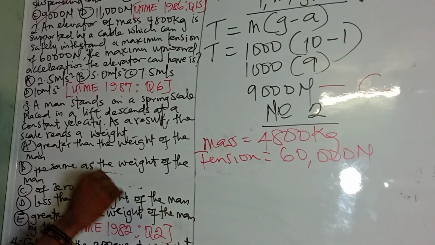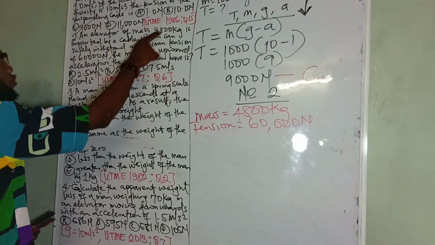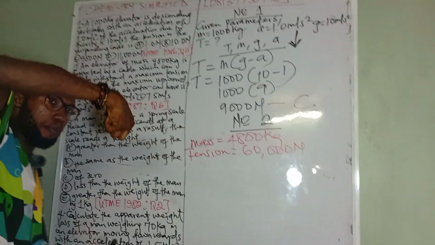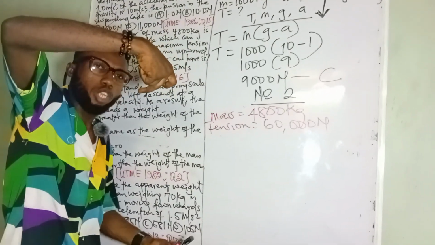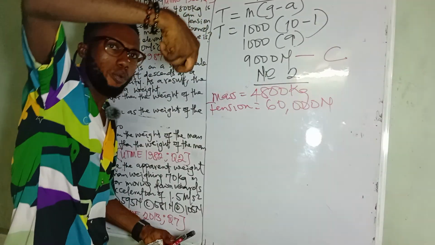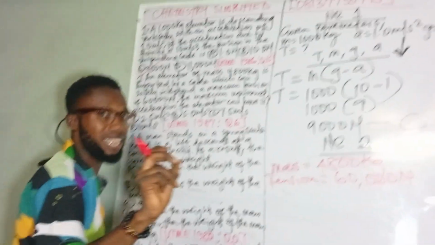What are we now to calculate? The maximum upward acceleration. They have given us a clue. They say an elevator of this mass is supported by a cable. The elevator, you support it. You understand? So you have to know that you are trying to pull it up. You support it. Even with what they ask us to calculate, they have actually given a clue.